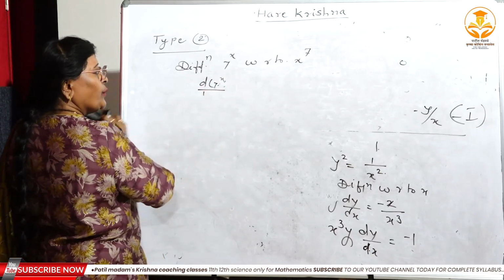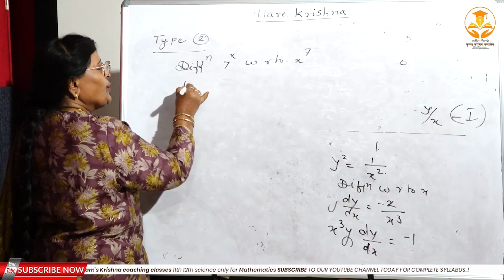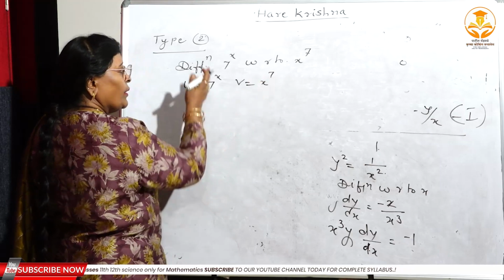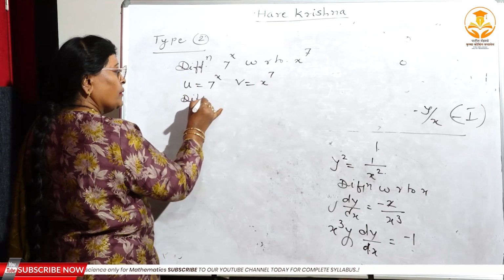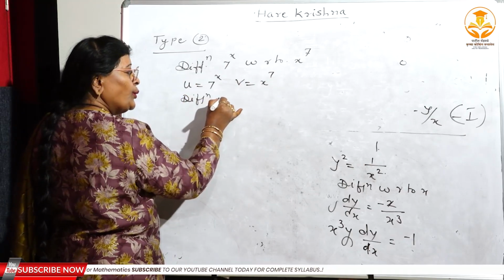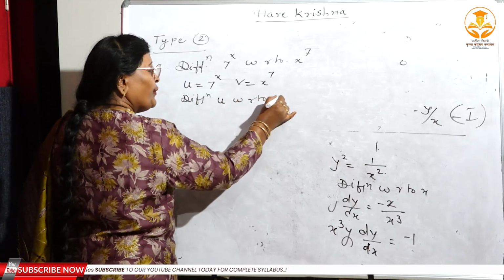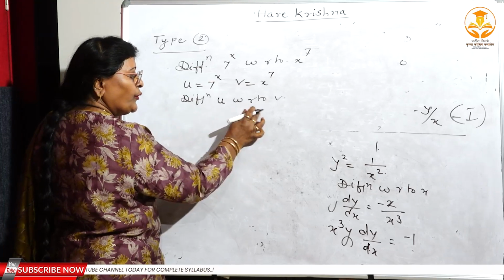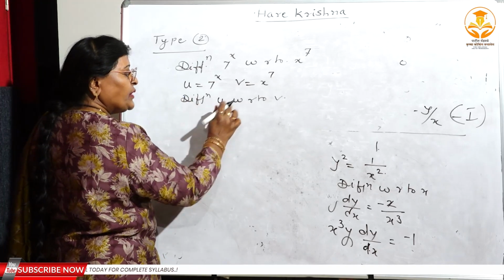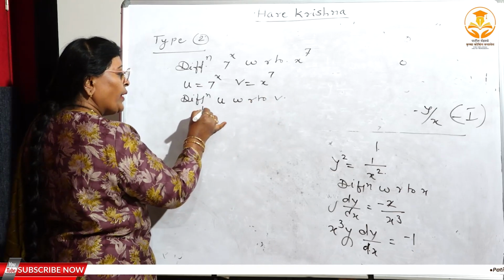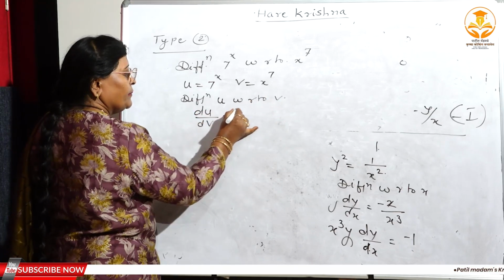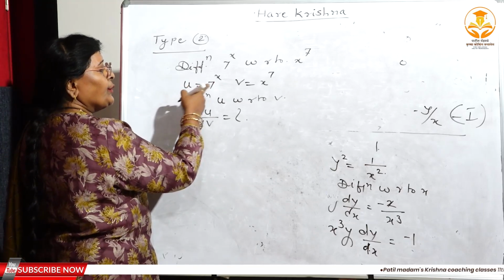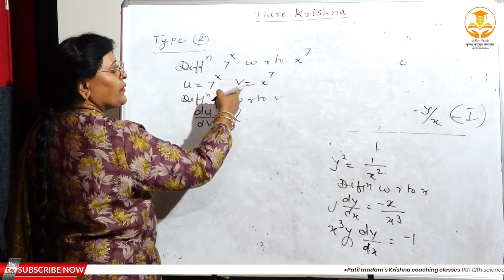For that purpose, what you have to do? First you have to substitute u equal to 7 raised to x and v equal to x raised to 7. Now see the question, differentiate u with respect to v. Means what do you want to find out? Differentiate u with respect to v means you have to find du divided by dv. Therefore, substitute u equal to 7 raised to x and v equal to x to the power 7.